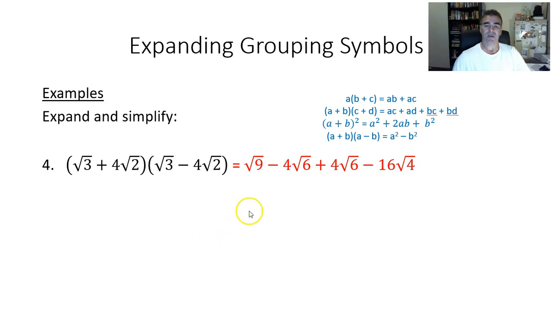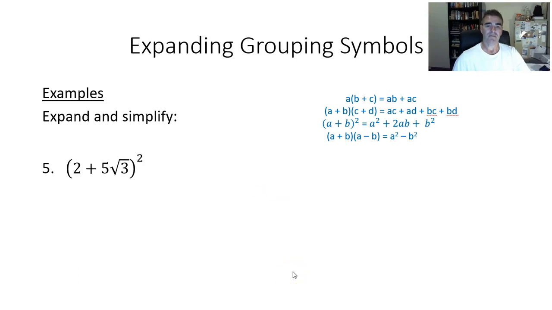Now let's try and simplify some things together. Square root of 9 is 3. Now negative 4 root 6 and positive 4 root 6, they're exactly the same but opposite signs, so they'll disappear, they're 0. And negative 16 times the square root of 4. Square root of 4 is 2, so 2 times negative 16 is negative 32. And let's just simplify this together. 3 minus 32 is negative 29. So we've just done another example there.